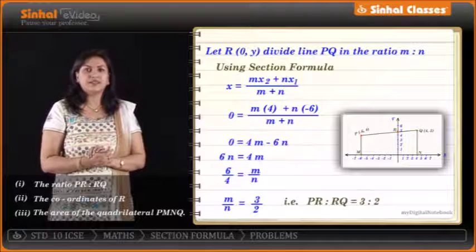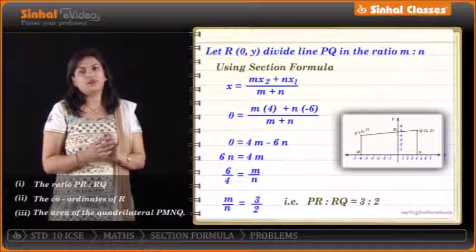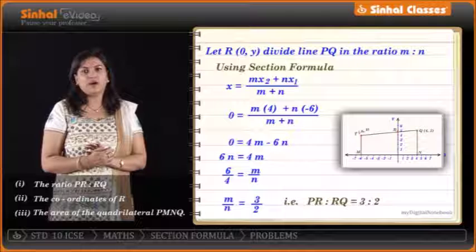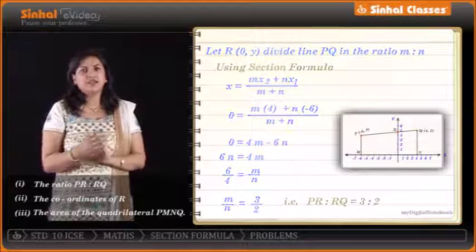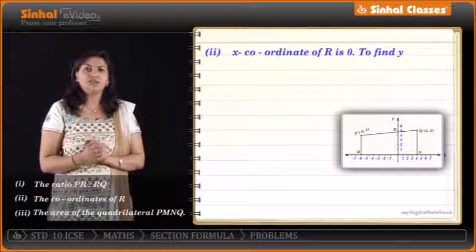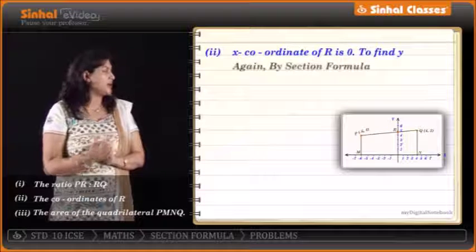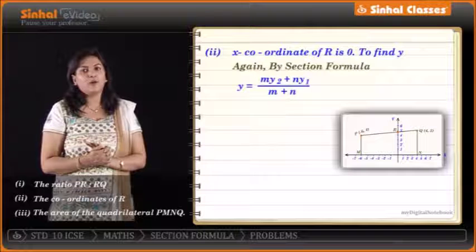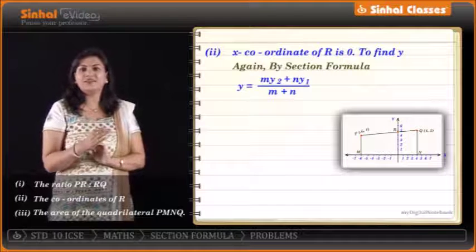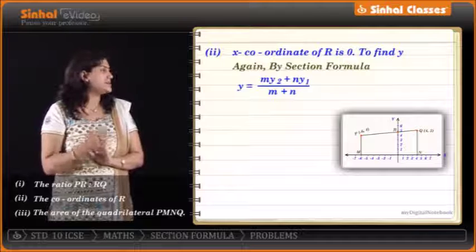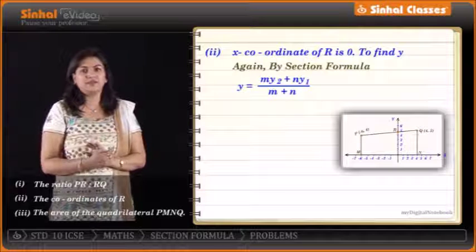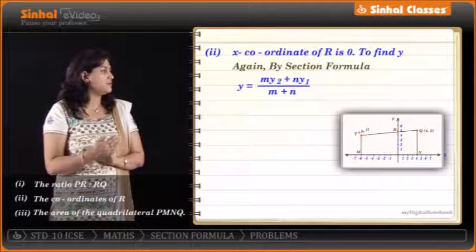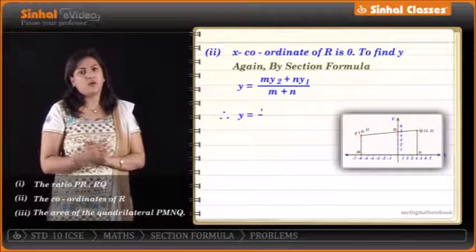Now the second part in this is to find the coordinates of point R. Now we already know the x coordinate of the point R is 0. Now we can find the y coordinate using section formula. We have y is equal to my2 plus ny1 upon m plus n. Now we already know the ratio m is to n as 3 is to 2.